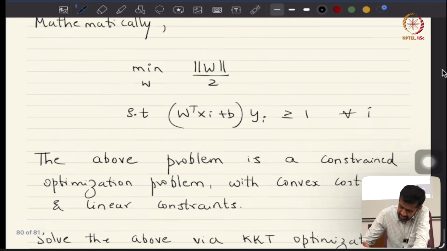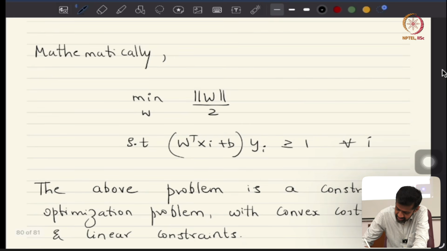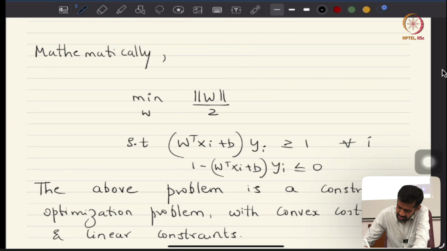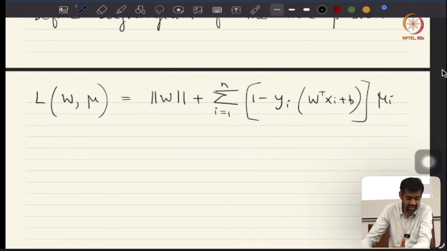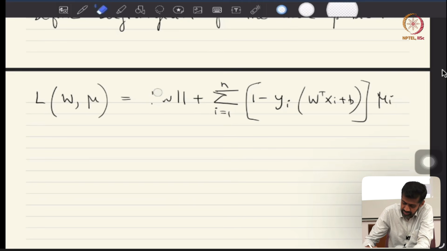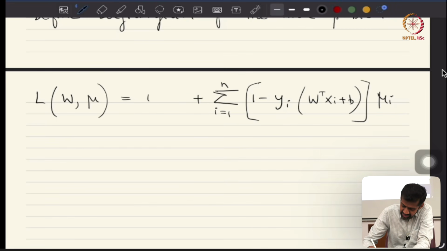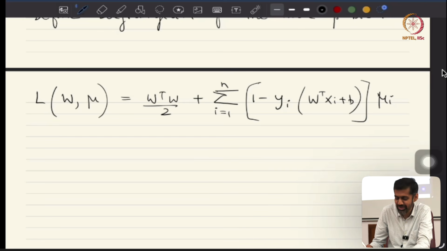This can be rewritten as 1 minus (W transpose xi plus b) times yi. Typically this is how you write the linear constraints, less than or equal to 0. And this is multiplied by mu i. So every constraint has a Lagrange multiplier associated with it, right? This is the objective function. Okay, actually I was wrong about it. We want that 2, otherwise the algebra won't work out. So W transpose W by 2.